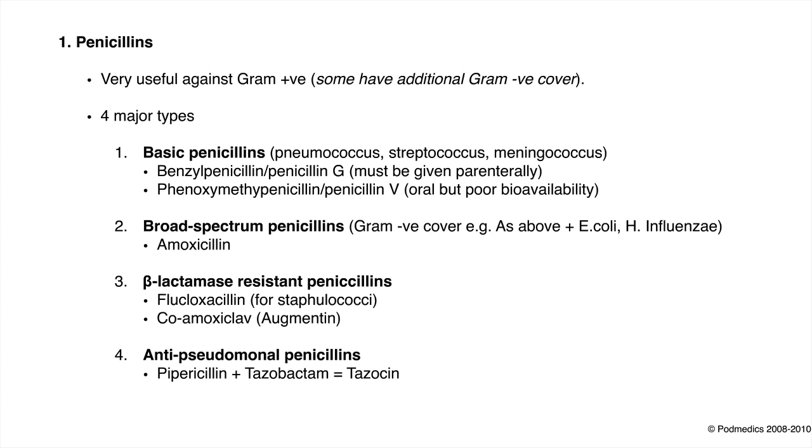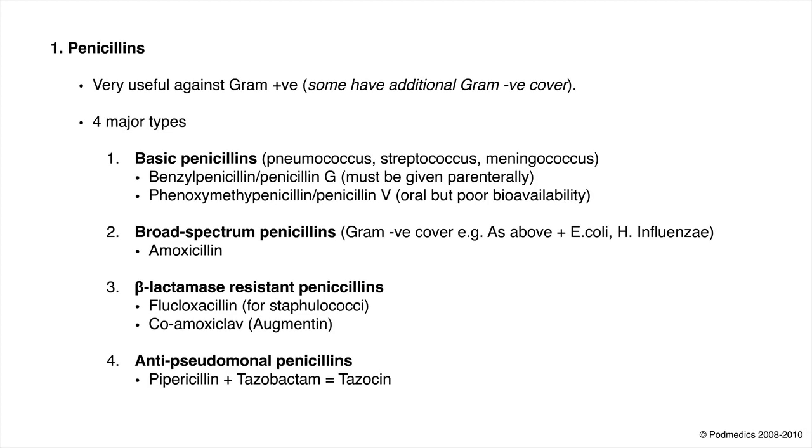We've then got broad-spectrum penicillins. Now these have gram-positive cover, but they also cover more gram-negatives, for example E. coli and Haemophilus. And the classical one here is amoxicillin, and you'll certainly see that prescribed a lot. We then have other ones, such as the beta-lactamase-resistant penicillins, and the two classic ones here are flucloxacillin, which introduces some staphylococcal cover to the penicillins, and Augmentin, otherwise known as co-amoxiclav. Once again, a very widely used antibiotic. And then we've got some more hardcore penicillins, the anti-pseudomonal penicillins, such as Tazocin.